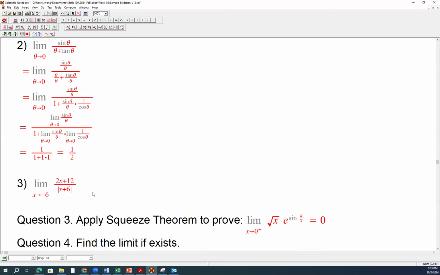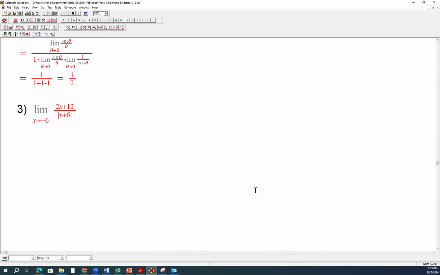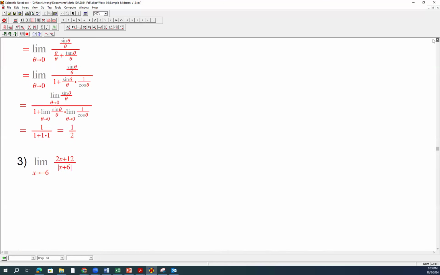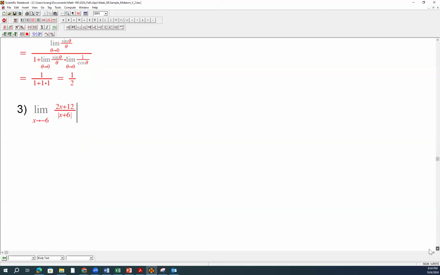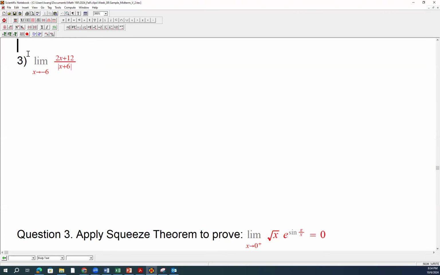The third one, I'm going to take a look at the entire number two solutions, so you get to see all of these. Now let's look at number 3.